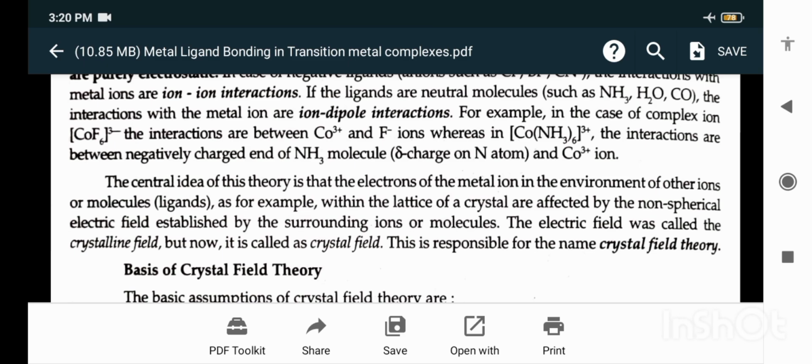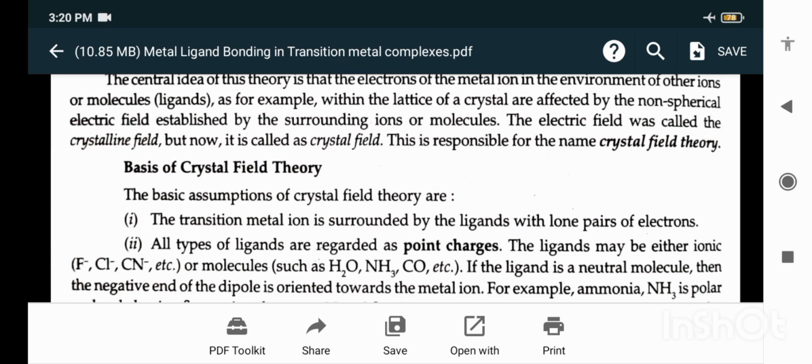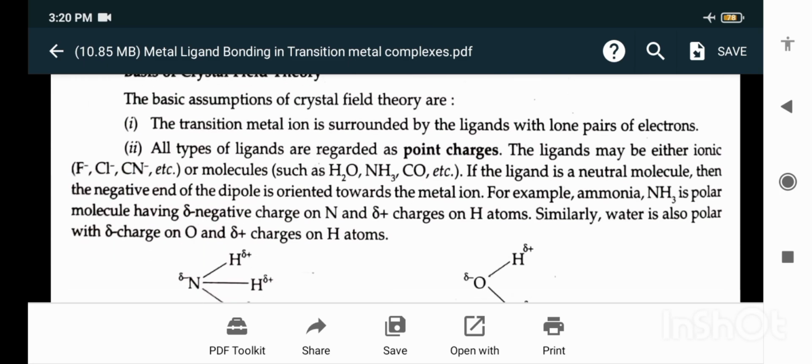Basis of the crystal field theory. The basic assumptions of the crystal field theory are: the transition metal ion is surrounded by ligands with lone pairs of electrons. All types of ligands are regarded as point charges. The ligands may be either ions or molecules. If the ligand is a neutral molecule, then the negative end of the dipole is oriented towards the metal ion. For example, ammonia is a polar molecule having a negative charge on the nitrogen and a partial positive charge on the hydrogen atoms. Similarly, water is also polar, with negative charge on the oxygen atom and positive charge on the hydrogen atoms.